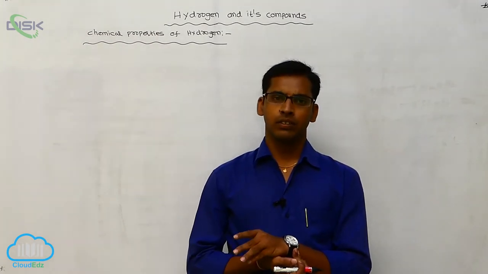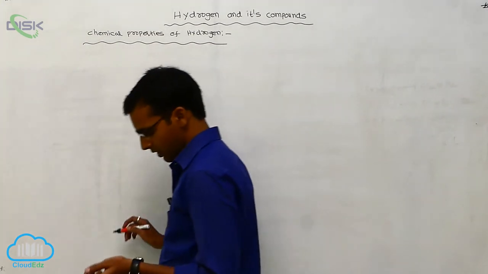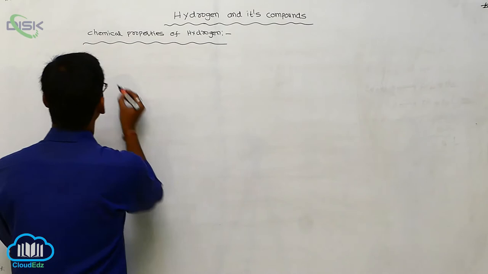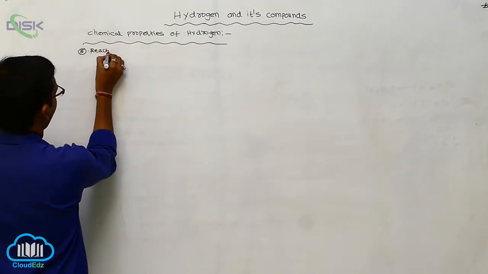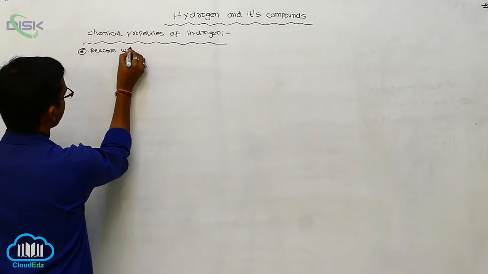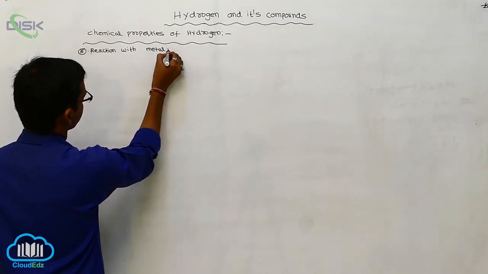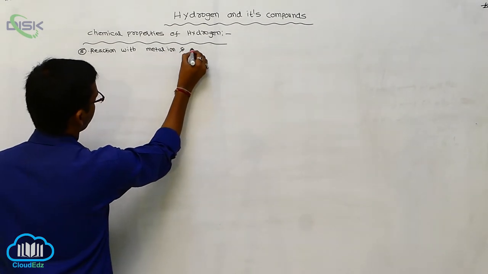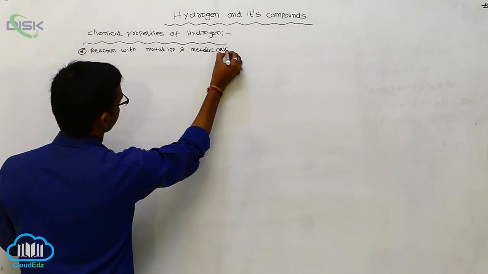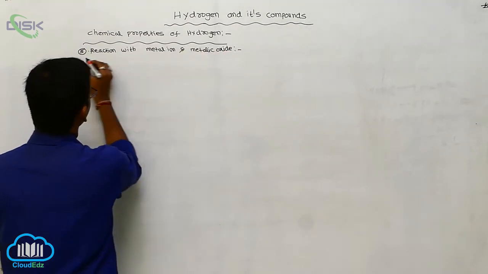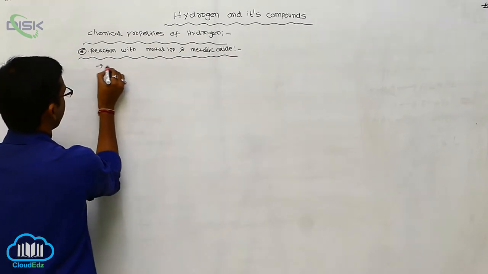And next one, the third one is reaction with metals, metal ions and metallic oxides. Reaction with metal ion and metallic oxide.